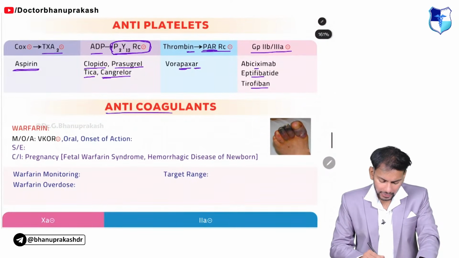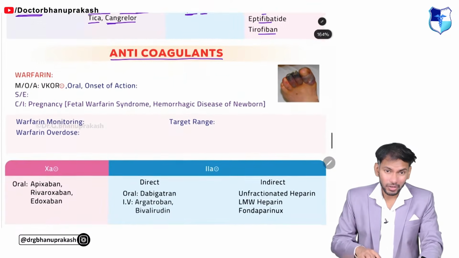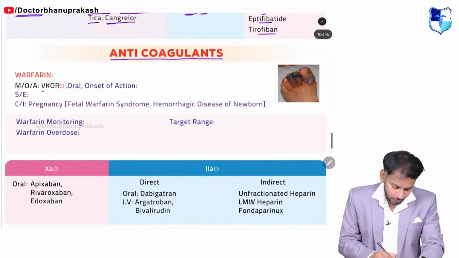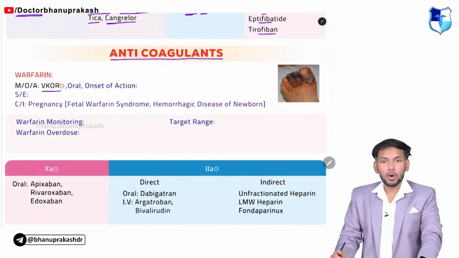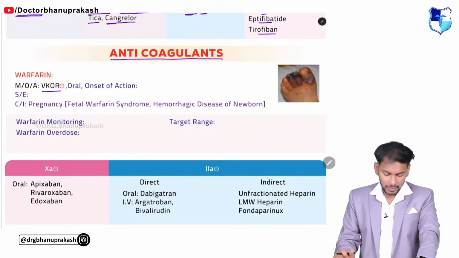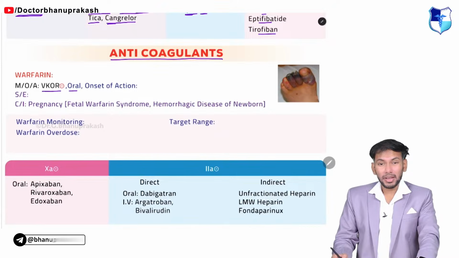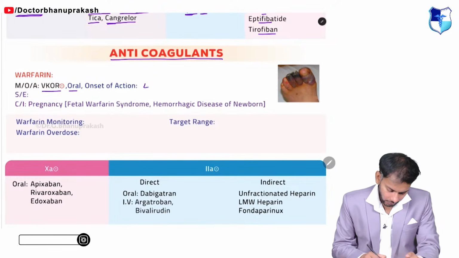Now, coming to the anticoagulant, one that is really famous is warfarin. How is warfarin working? It blocks vitamin K epoxide reductase. Now, it can be used orally and onset of action is after 4 to 7 days. It works only after 4 to 7 days.